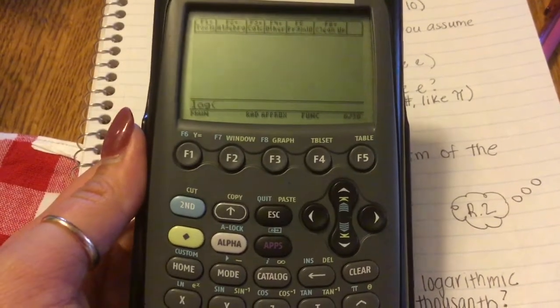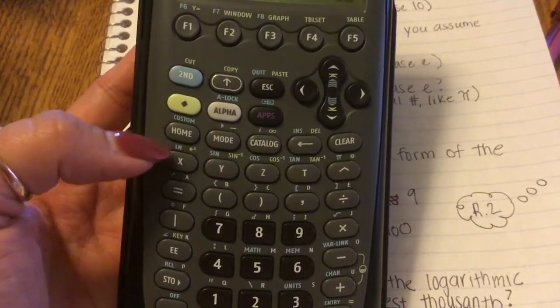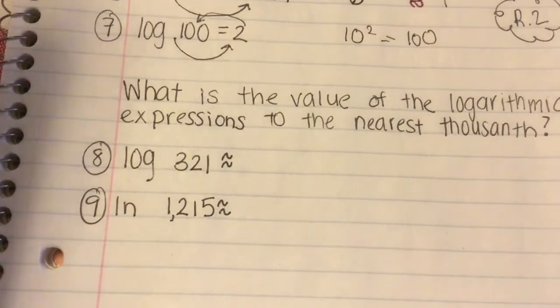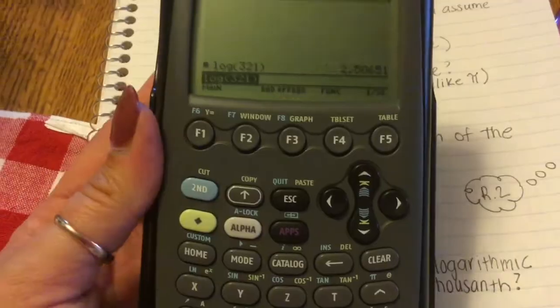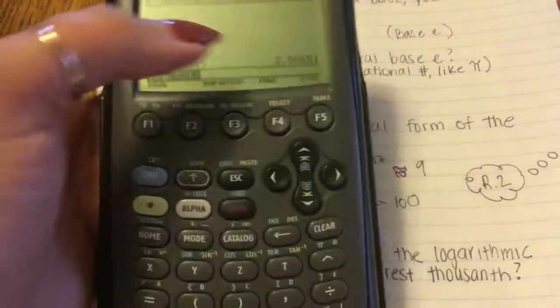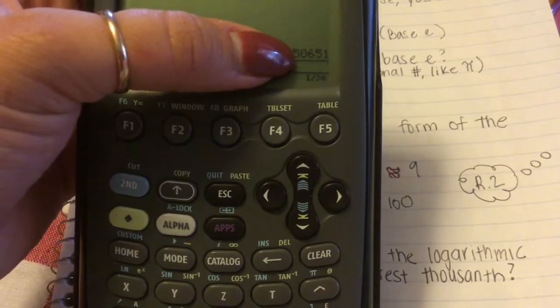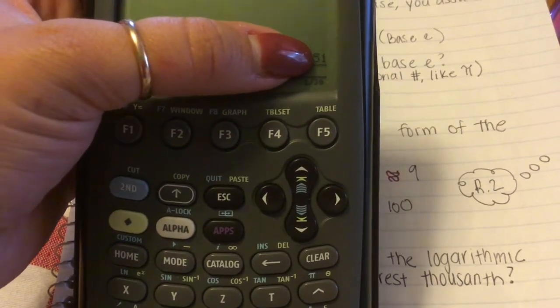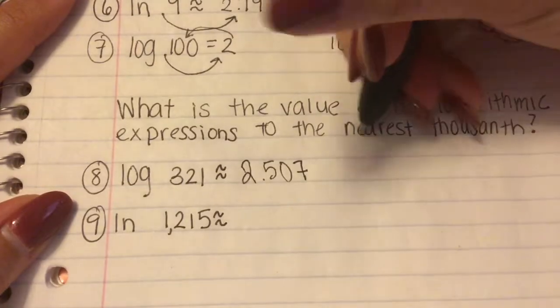For those of you that have a TI-83 or 84, it's going to be close to wherever your natural log is. I'm going to look at my first one, log of 321. I'm just going to type in 321 next to that log there. So I see 2.506. Now the thousandth, remember that's tenths, hundredths, thousandths. So I have to round this 6 up because 5 or more, let it soar. So my answer here is about 2.507, to the nearest thousandth.